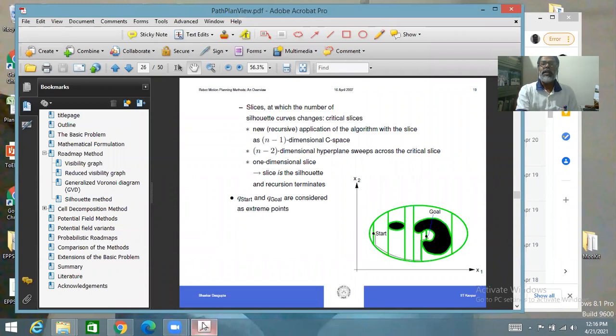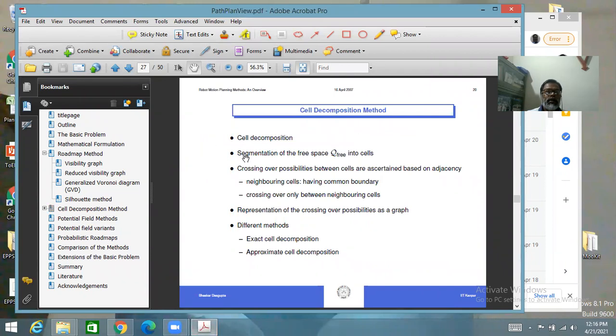Okay. So in the previous lecture, we came up to this point. That is, we completed roadmap methods and we were about to take up the next family of methods, which is cell decomposition methods. Now, what is cell decomposition?